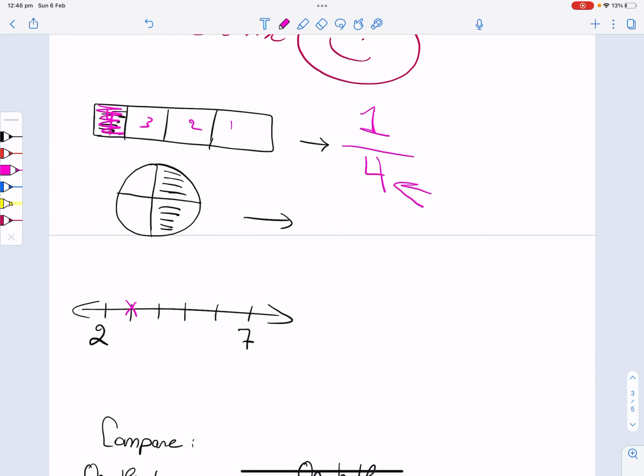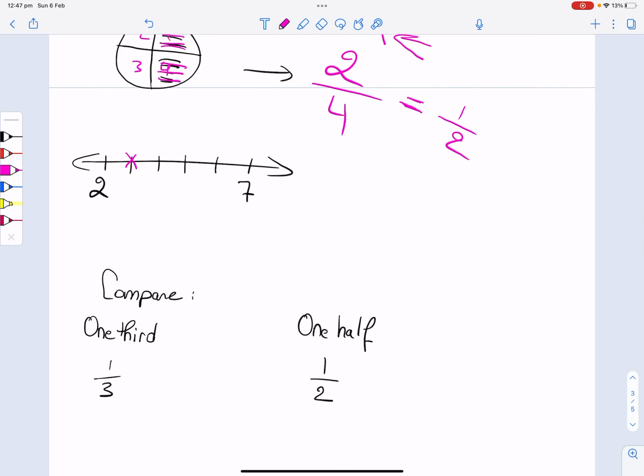Another example: how many parts do we have here? 1, 2, 3, 4. We put 4 here, and we have 2 parts shaded. So what do we put? 2 over 4. This is also something I'm going to explain in another video, but it has the same value as 1/2.